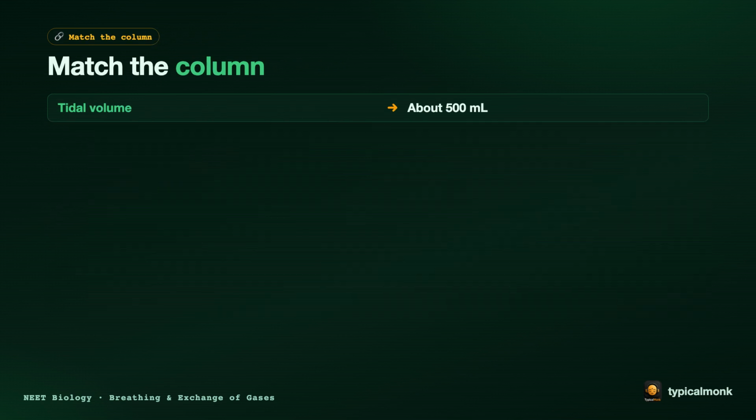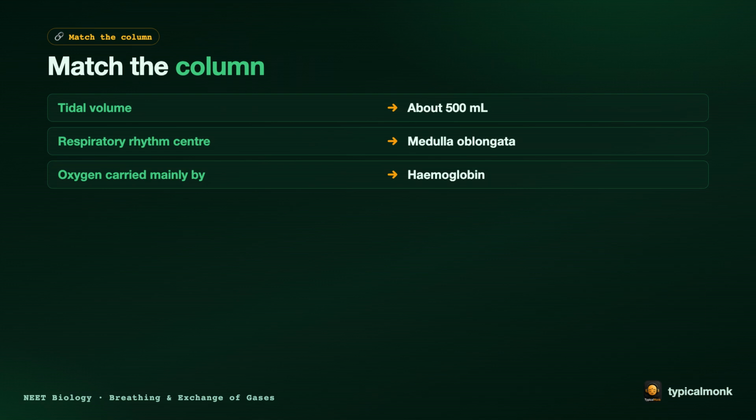Now, the second drill, match the column. Make the correct pairs. Tidal volume, about 500 ml. Respiratory rhythm center, medulla oblongata. Oxygen is carried mainly by hemoglobin, and carbon dioxide is carried mainly as bicarbonate.